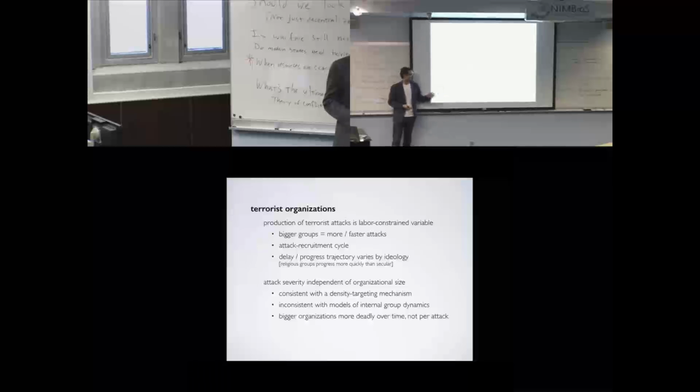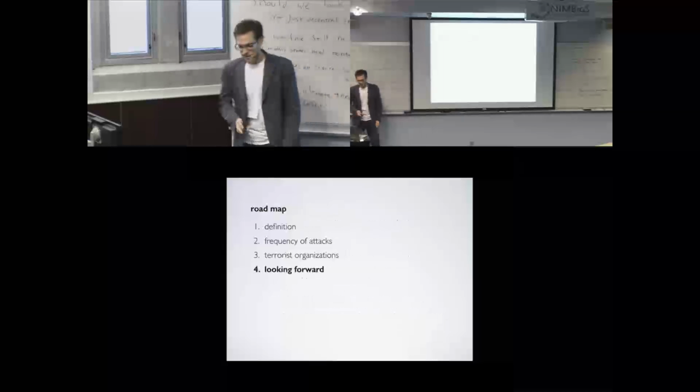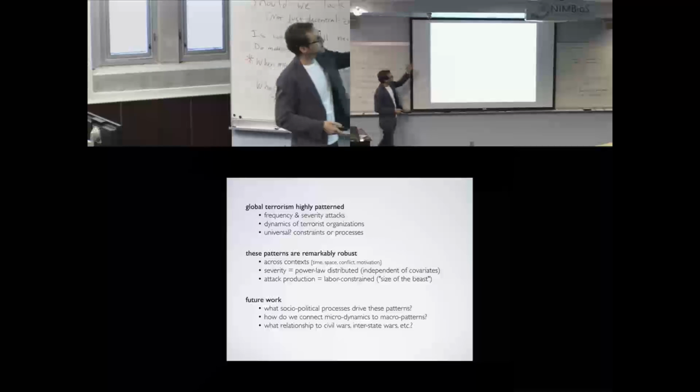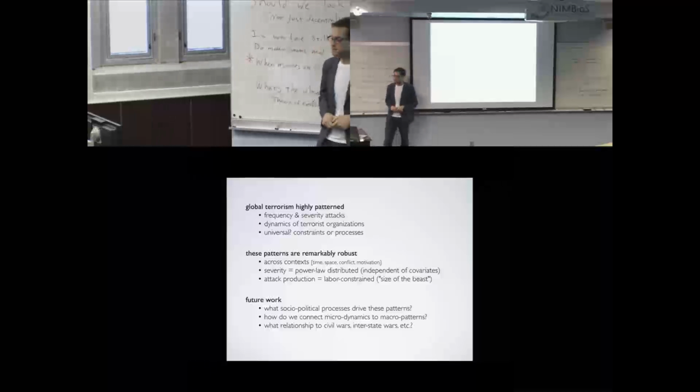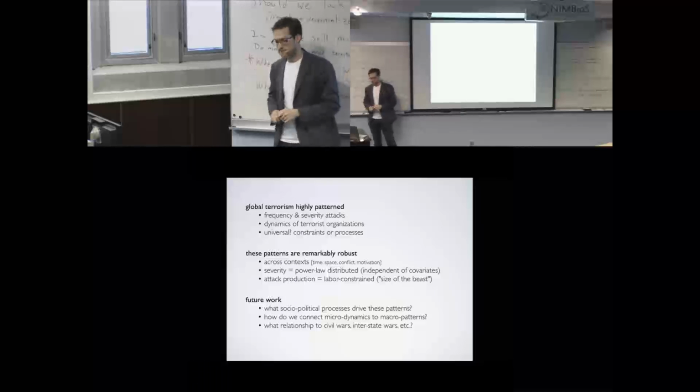It also predicts that the biggest organizations are the ones who are more deadly over time because they're producing more events, not because their individual events are more deadly. Okay, so looking forward, I've told you some interesting patterns about global terrorism at both the worldwide scale in terms of severity and also in terms of the individual groups.